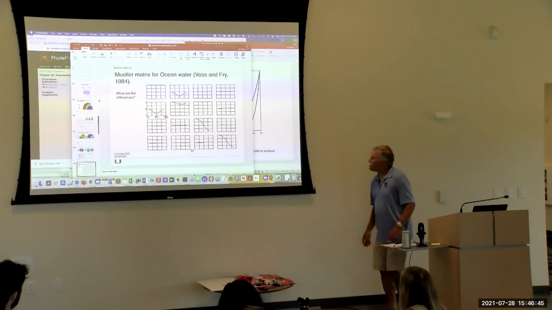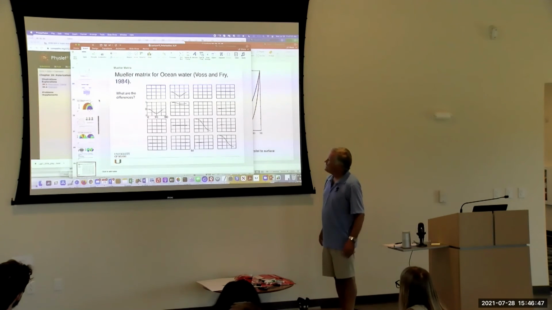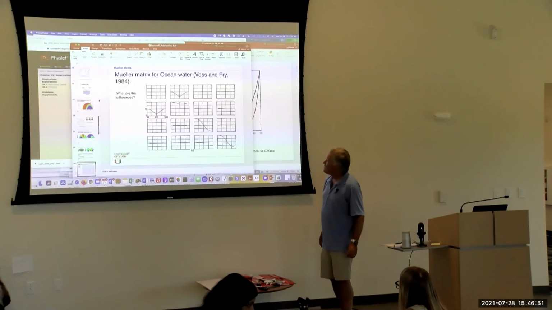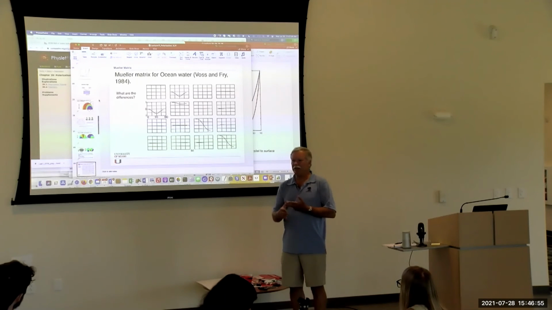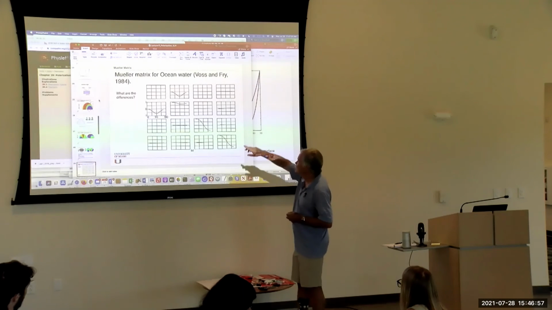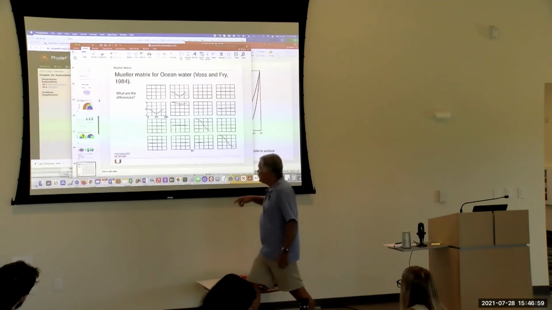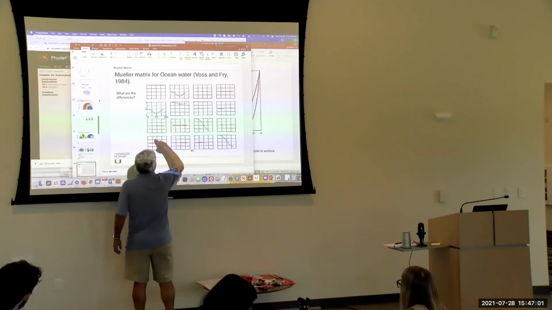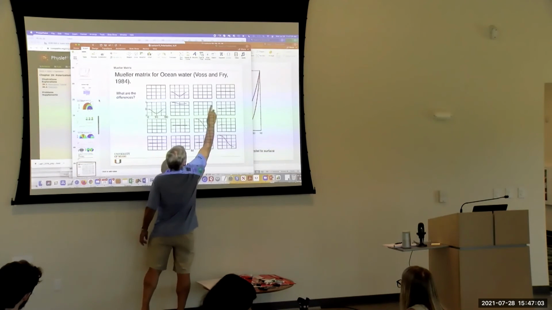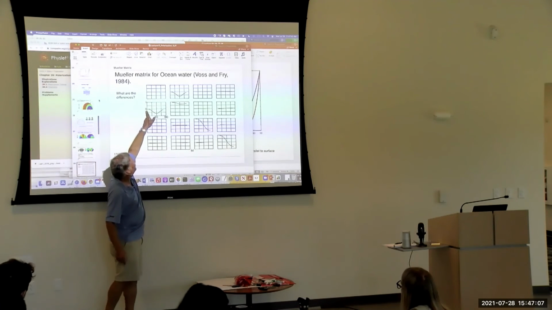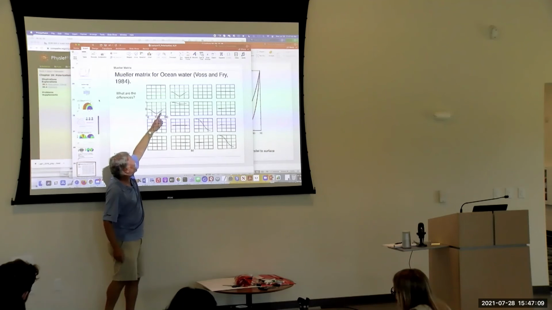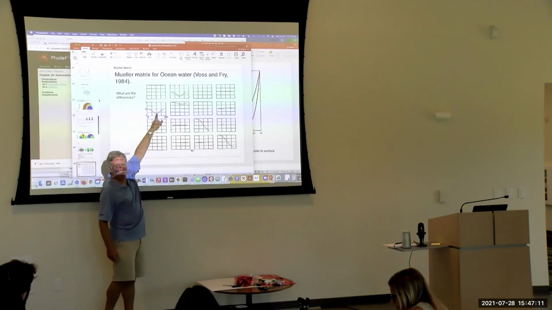Mueller matrix for ocean water. So this is the general one. The paper had Atlantic, Pacific, and then Gulf of Mexico, and then all combined. And so this is all combined, I'm pretty sure. What you notice is that the off-diagonal elements are 0, just like Rayleigh scattering. Notice the 1,2 and 2,1 elements, they're the same, but they don't go all the way to -1.